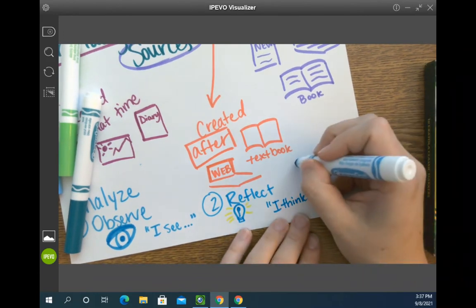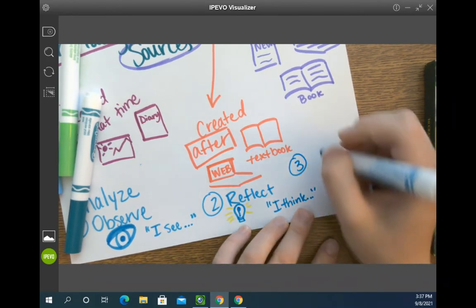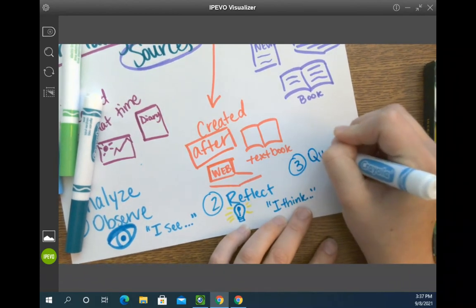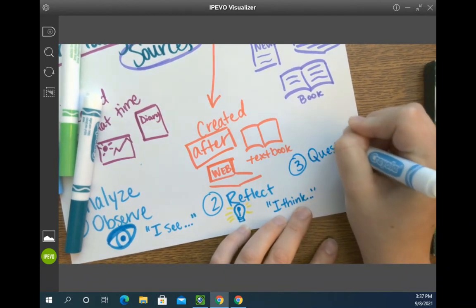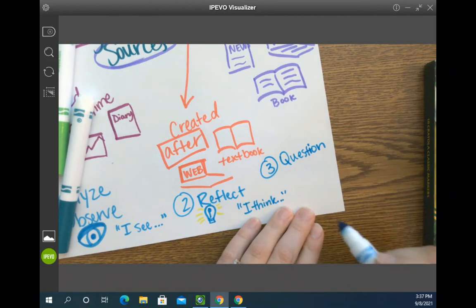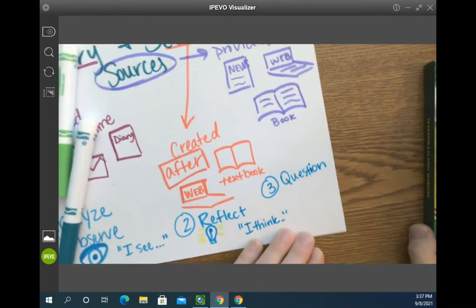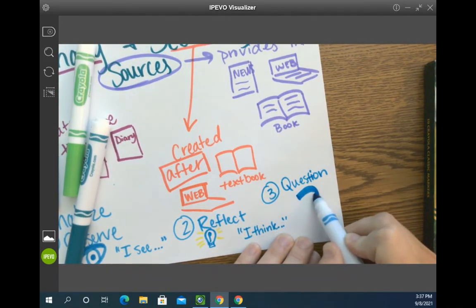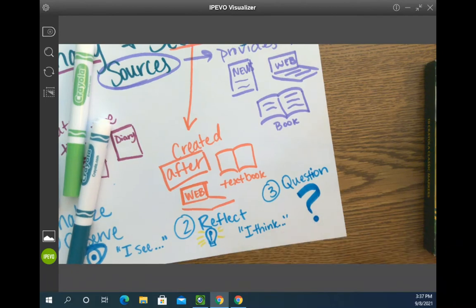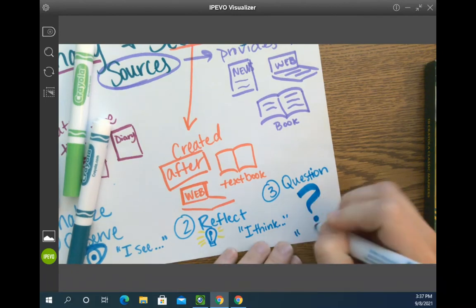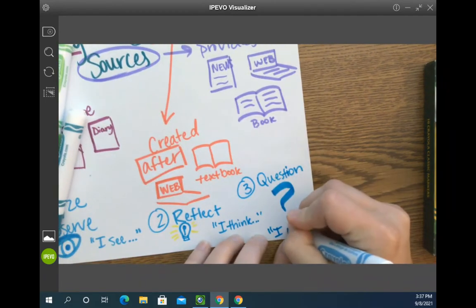And step 3 when we analyze is to question. To really think about what you're looking at. Question. And we might say, I wonder.